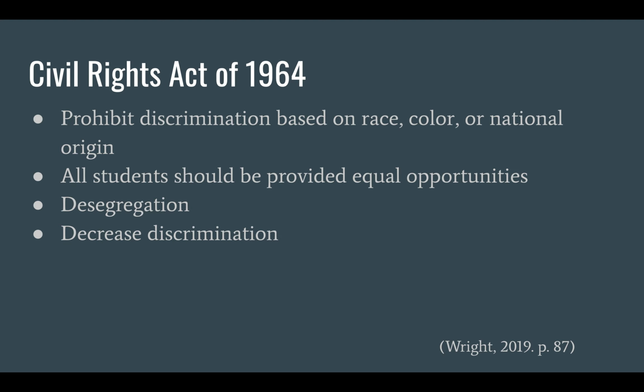Next, the Civil Rights Act of 1964. The purpose of the Civil Rights Act of 1964 was to prohibit discrimination based on race, color, or national origin. This act made it clear that all students, regardless of if they can speak English or not, needed not only equal treatment but equal educational opportunities in the long run.